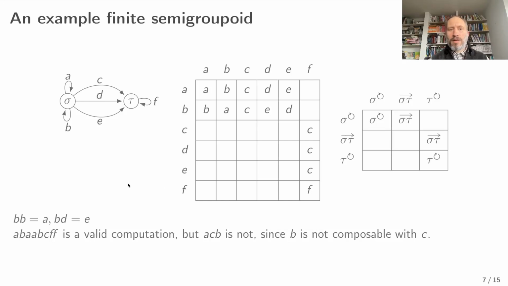And you see, I said that sigma and tau behave like types, because it says that this computation AB, AA, BC, FF is a valid one, so we can always compose, while ACB is not valid because B is not composable with C. If you look at it, after C, can we compose it with B?